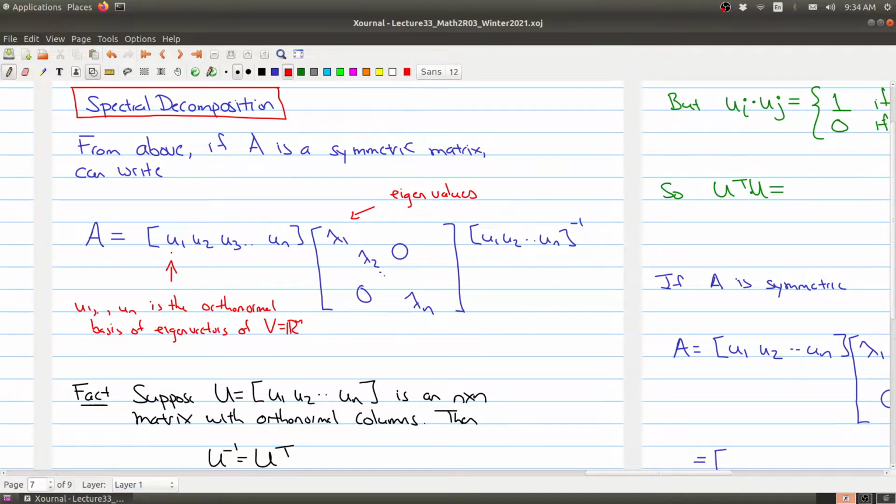So when you have a symmetric matrix, what you should think about is that when you diagonalize it, you get a matrix corresponding to the eigenvalues. The matrix out in front, the columns inside of it actually form the orthonormal basis for the vector space Rn, and this matrix over here is the inverse of this first matrix.